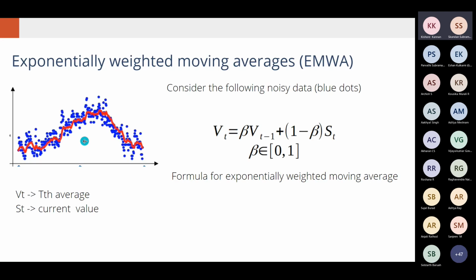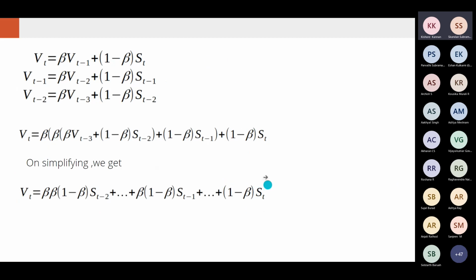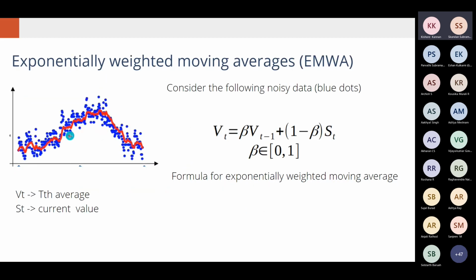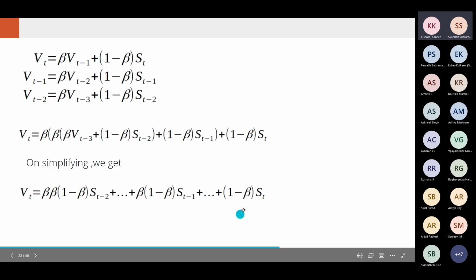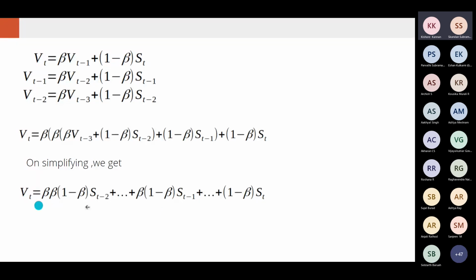So again, coming back to this graph, let's take the 100th average. That will be V100. So that will be 1 minus beta times S100, plus beta into 1 minus beta times S99. And then we take the previous term, which is beta square times 1 minus beta times S98. Then beta cube times 1 minus beta times S97, and so on. So you get the idea, right? Basically, the weights are in GP. That is the only thing to note here.